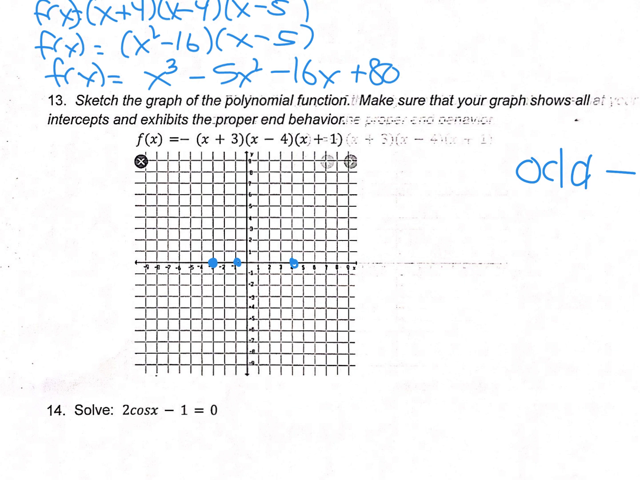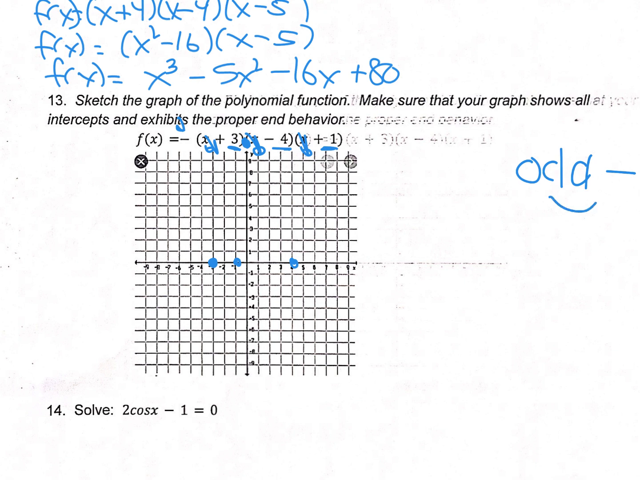Now to find the y-intercept, I'm going to put a 0 in for all the x's. So really I'm just going to forget the x's. Okay, and that gives me 3 times -4. That's -12 times 1, which is still -12. But there's a negative sign in the front, so it makes it +12. So the y-intercept is way up here at +12.